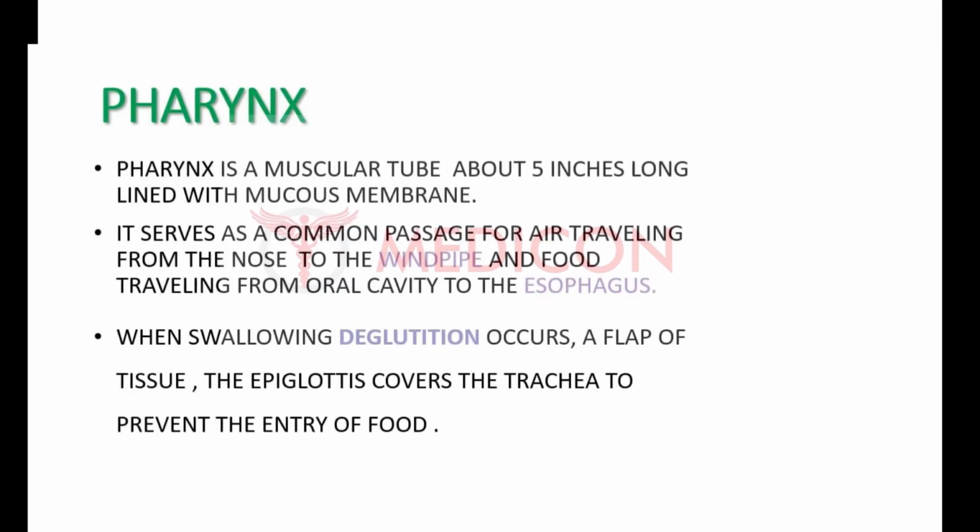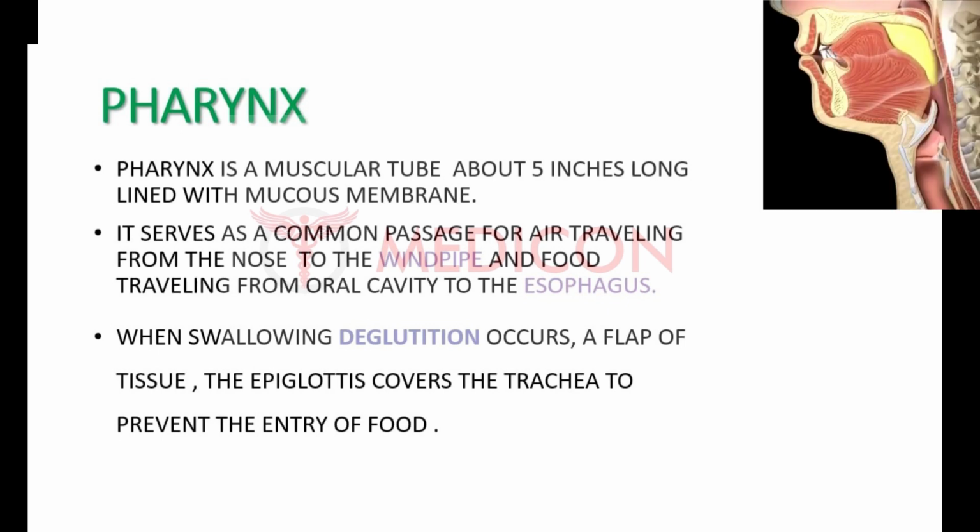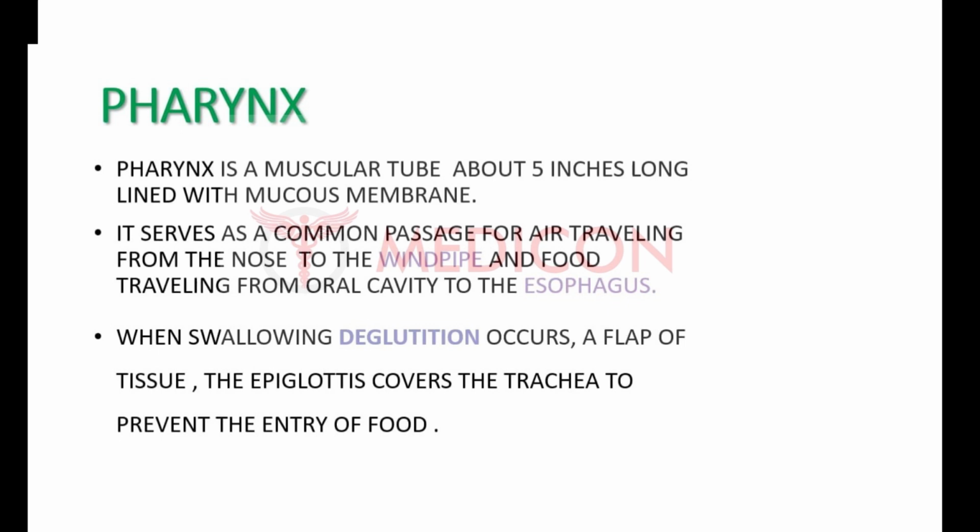Pharynx. The pharynx, or throat, is a muscular tube about 5 inches long, lined with a mucous membrane. It serves as a common passage for air traveling from the nose to the windpipe and food traveling from the oral cavity to the esophagus. When swallowing, a flap of tissue, the epiglottis, covers the trachea so that food cannot enter and become lodged there.